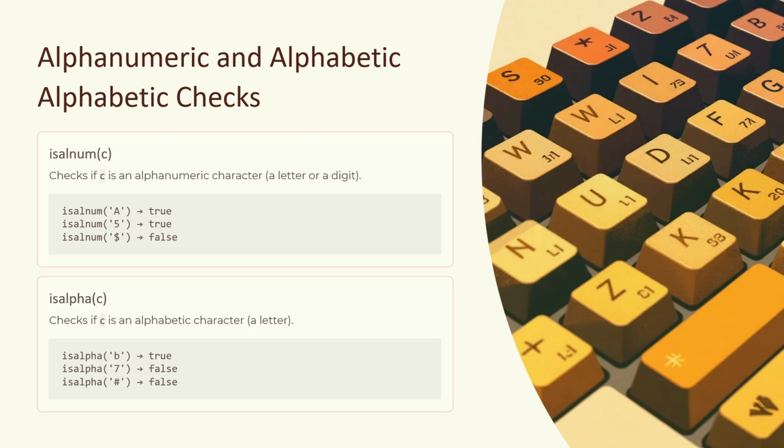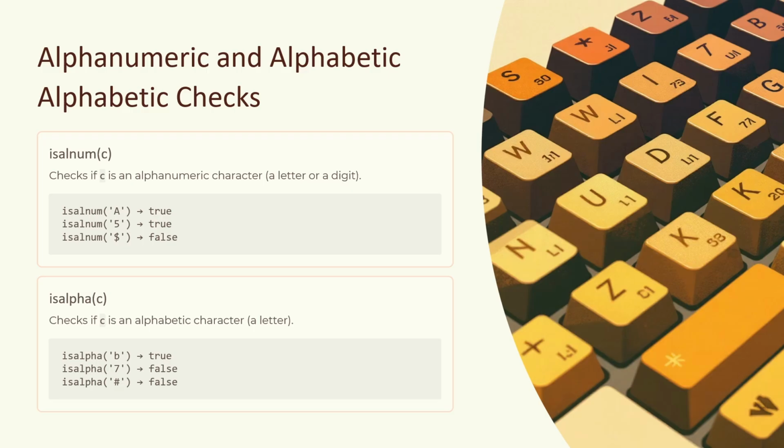Next we have isalpha of 'c'. It's going to check if c is an alphabetical character or not, that is, a letter or not. This function isalpha accepts both uppercase letters as well as lowercase letters, but rejects digits and symbols. These checks are commonly used in compilers and text editors to identify valid variable names.